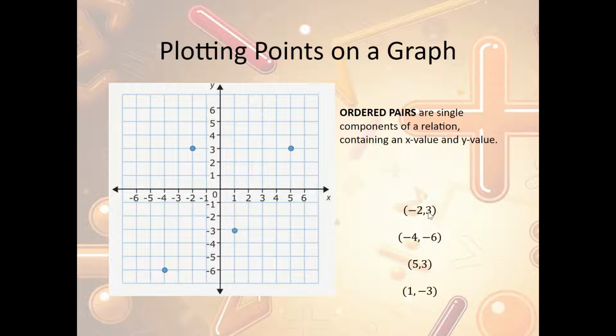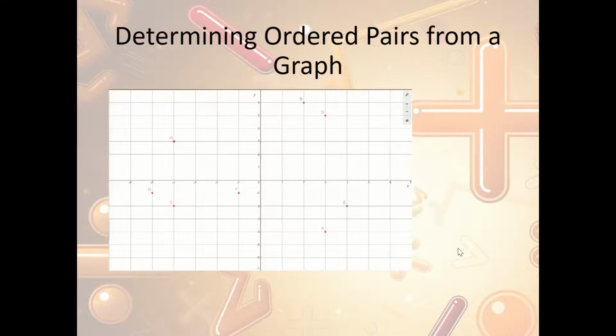And now I have plotted all 4 of these ordered pairs. Now, part of this is being able to plot the points, but the other part of it is being able to recognize the points once they're already graphed. So in this case, I'm given some points and asked to find where those ordered pairs are. So let's look at A, which is here. Well, I can see that my x value is 1, 2, 3, and my y value is down 1, 2, 3, 4. So it's x equals 3, y equals -4. So that would be my point for point A.